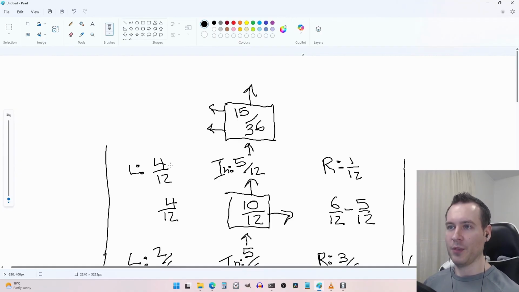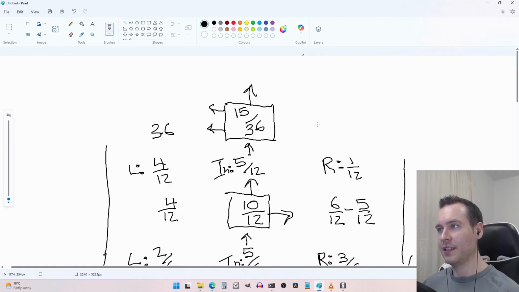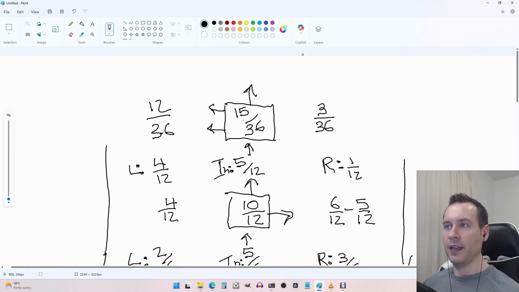And let's carry on multiplying these numerators and denominators. All of the denominators will be 36. 4 times 3 is 12. 1 times 3 is 3. And now we have 2/3 of 15 over 36. This will be minus 10 over 36.